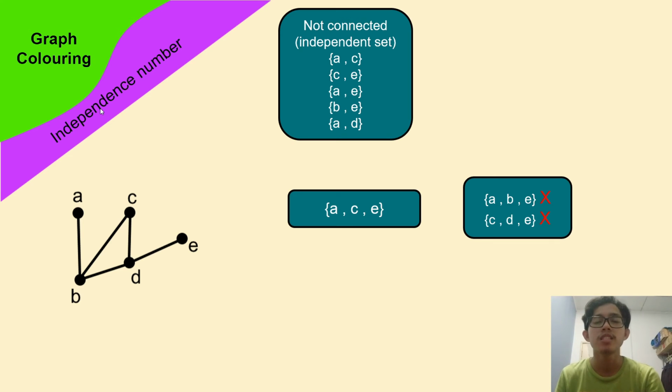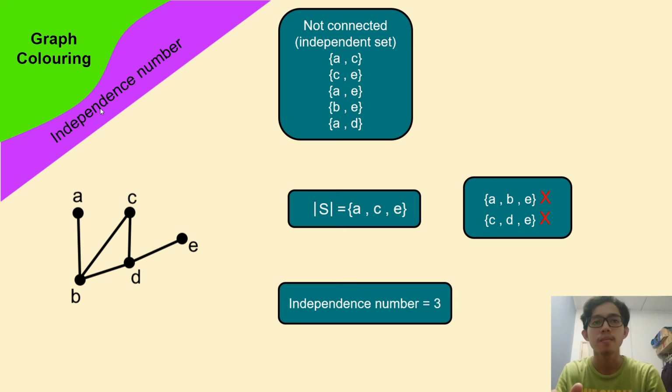Same goes to the set CDE. Although the vertex C and E is not connected, the vertex C and D is connected, and the vertex D and E is connected. Therefore, it is also not an independent set. Looking back to the set ACE, let's assign it as a set S. Then to find the independence number, we will be taking the cardinality of the set. Therefore, that makes the independence number of the graph 3.